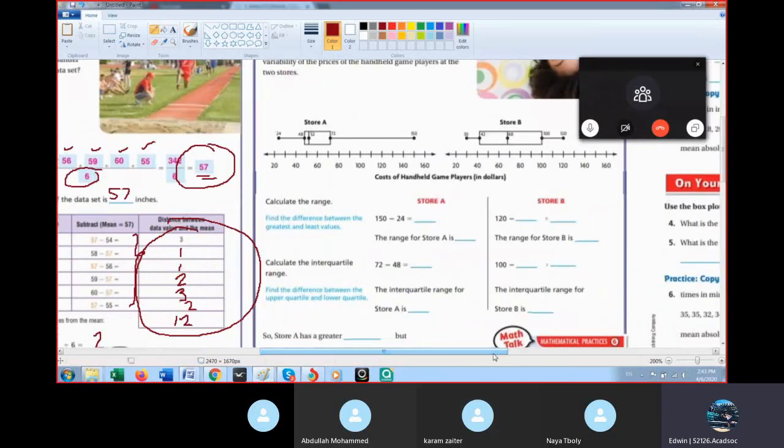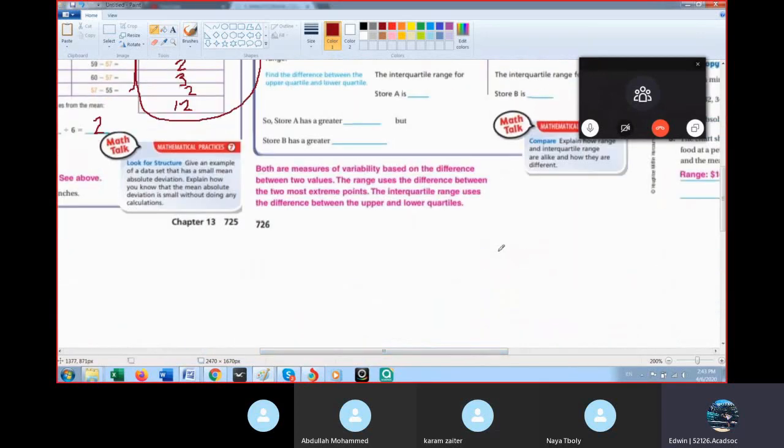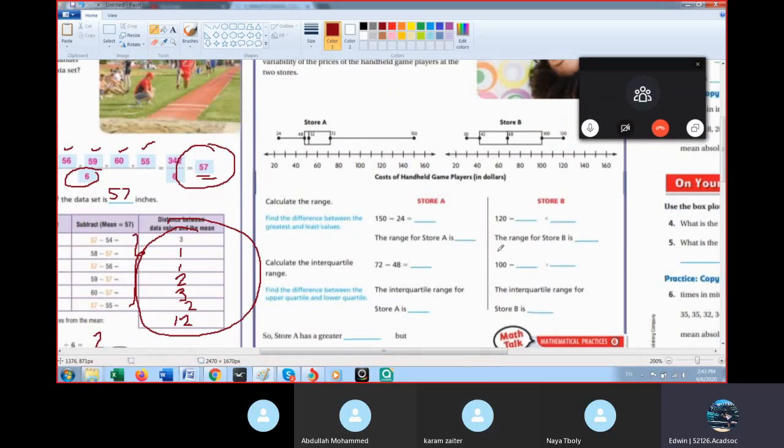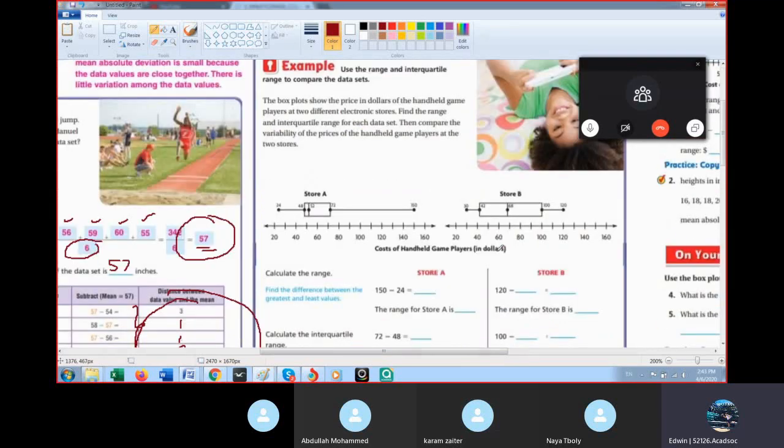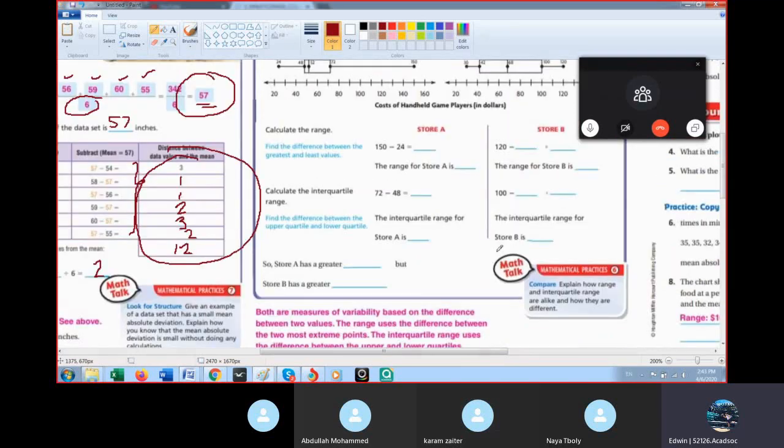Next one. Let's move on to the second page. Now, 726. I would like you to answer 726, and then send me your answer privately. Do you understand?